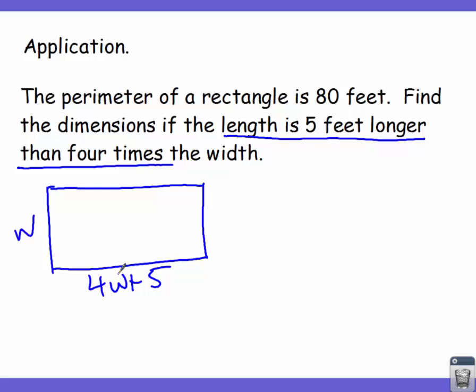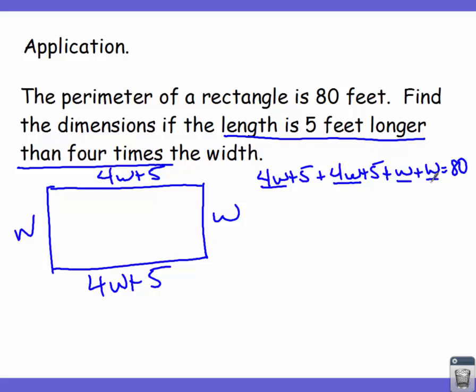What are the dimensions? So if it's perimeter, then I know that this has got to be a w, and this has got to be a 4w plus 5. And I know I have to add all of those together in order to be able to find the perimeter. So basically this is 4w plus 5 plus 4w plus 5 plus w plus w equals 80. And now we go back to yesterday's lesson about combining like terms. And we have a 4w, a 4w, a w, and a w, which gives us 10w total. Plus the 5 and the 5 gives us a 10, and that's equal to 80.